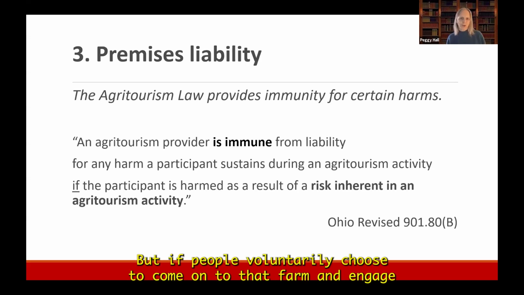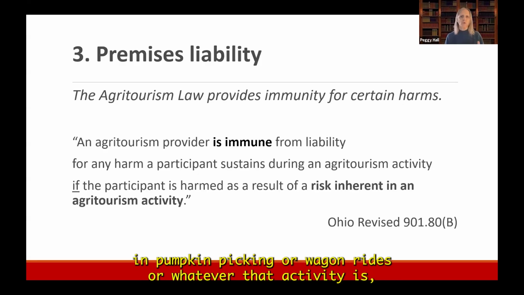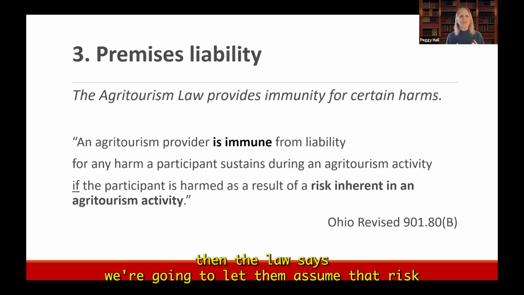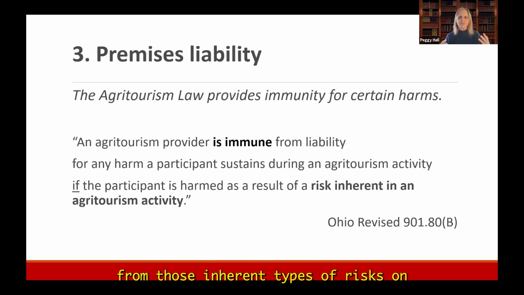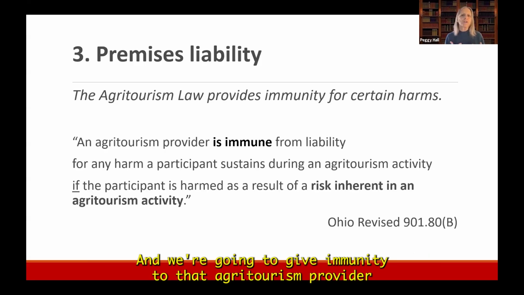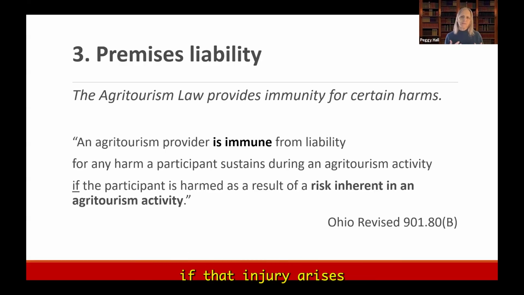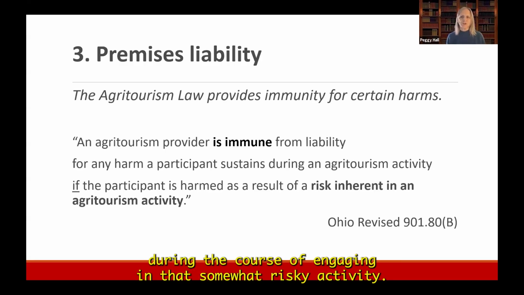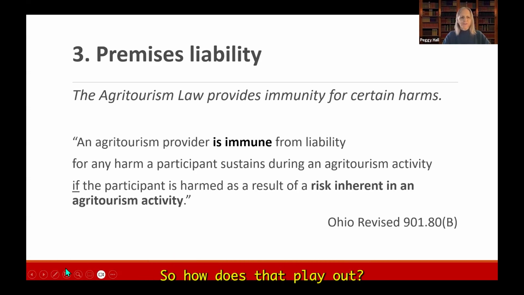But if people voluntarily choose to come onto that farm and engage in pumpkin picking or wagon rides or whatever that activity is, then the law says we're going to let them assume that risk from those inherent types of risks on a farm, inherent risks that are part of that agritourism activity. And we're going to give immunity to that agritourism provider if that injury arises during the course of engaging in that somewhat risky activity. So how does that play out?